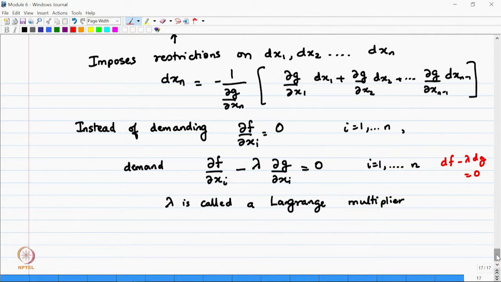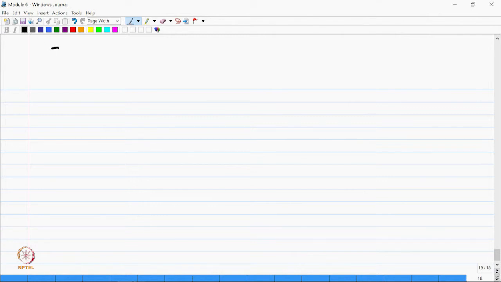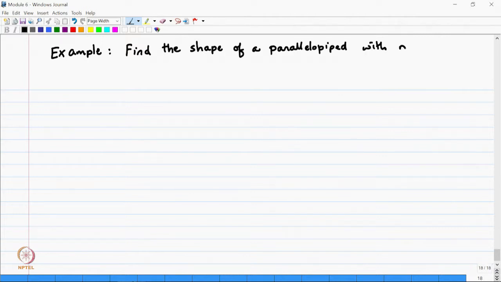So let us now look at an example of how this works. A very classic example, and this is a typical geometric example: find the shape of a parallelepiped with maximum volume given area A.